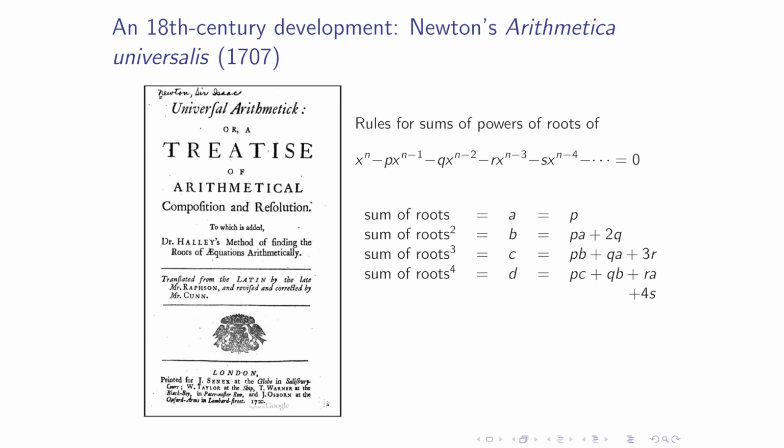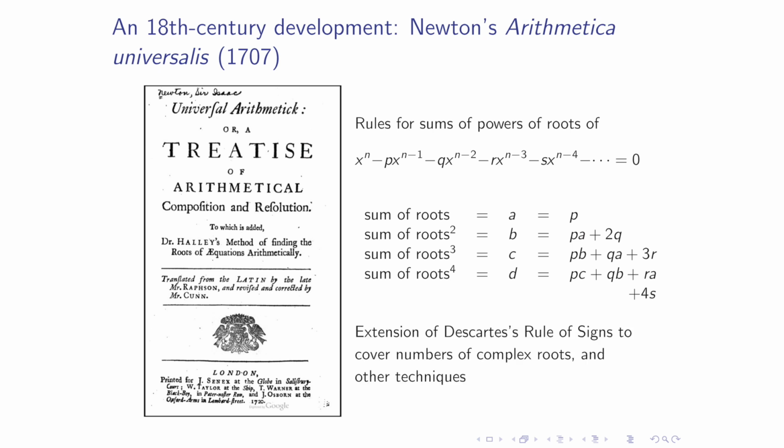So these are rules that you might have seen before, possibly on a prelims problem sheet at some point. Rules for relating the sum of the roots to the coefficients, the sum of the squares of the roots, the sum of the cubes of the roots, and so on. And he produces an extension of Descartes' rule of signs that we just saw, to try and put a bound on the number of complex roots that an equation can have.